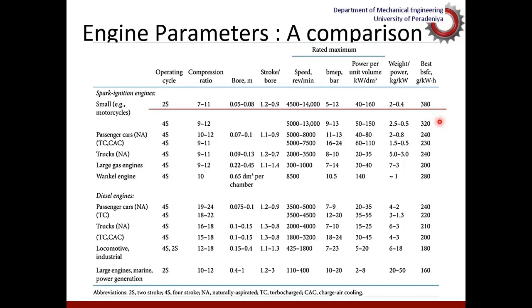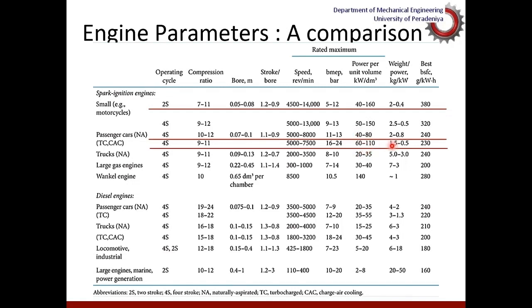So you can compare, you can get an understanding about the real values of these parameters that we discussed. At the same time, you can compare the engines of different sizes. For example, if it is a passenger car, so these are the values. Passenger car naturally aspirated, NA means naturally aspirated. And if it is turbocharged and intercooled system, you can see we can increase the power per unit volume drastically.